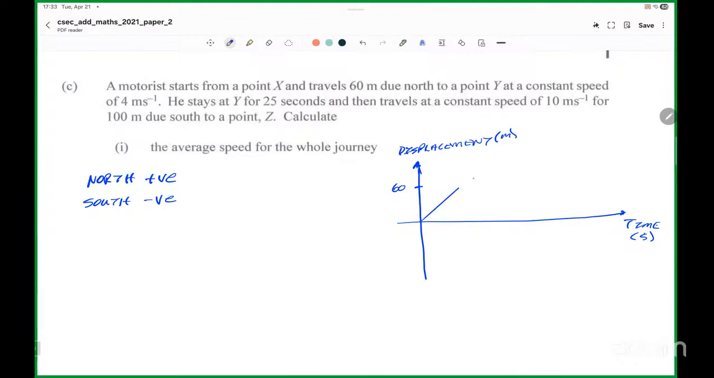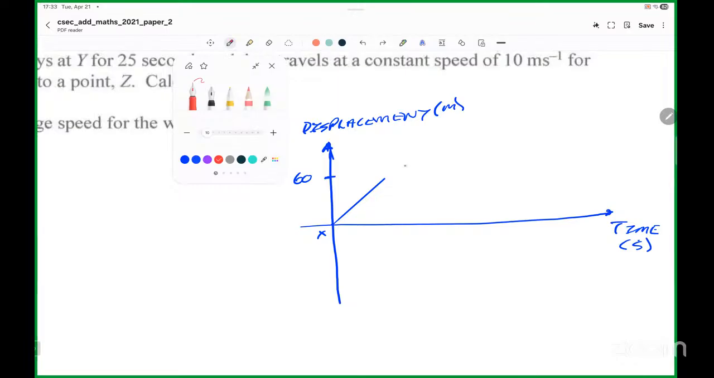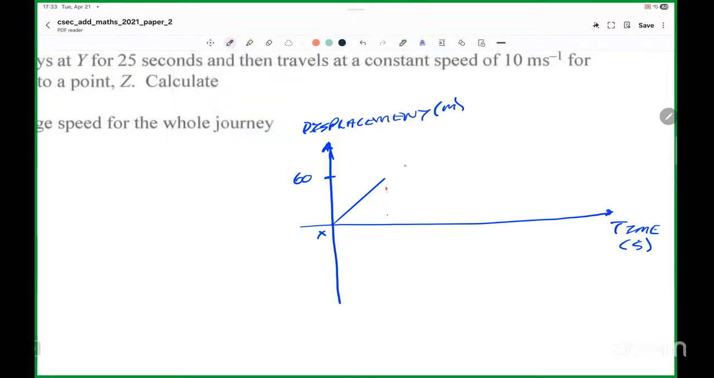Right? First part up to 60. But I can say that this is where it started at X, but the distance is 0, and it's traveled at 4 meters per second. So the gradient of this line right now is 4. So what we don't know is this time. We don't know how long it took.